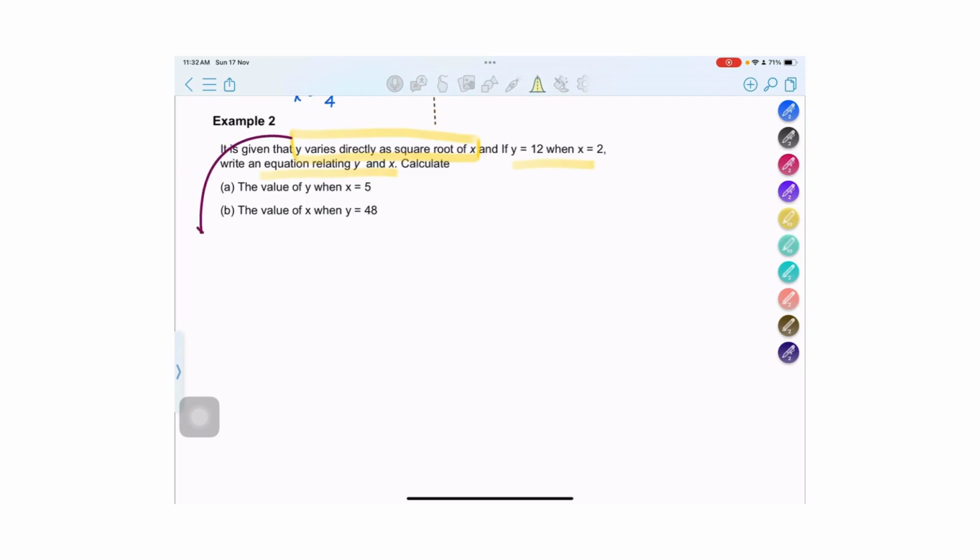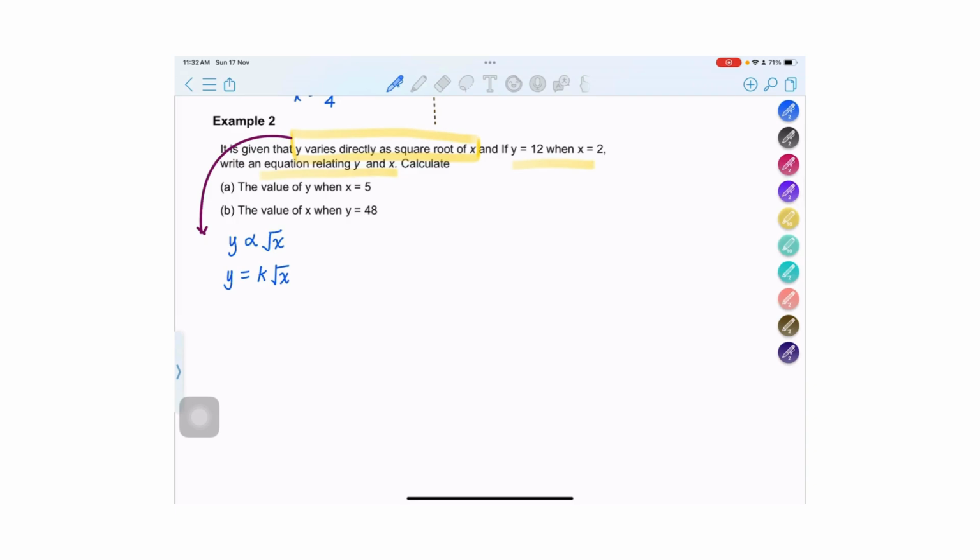I form it as y direct proportion, because they say directly, to the square root of x. Next part. After that, write an equation relating to it. So basically I will put y equals k square root of x.